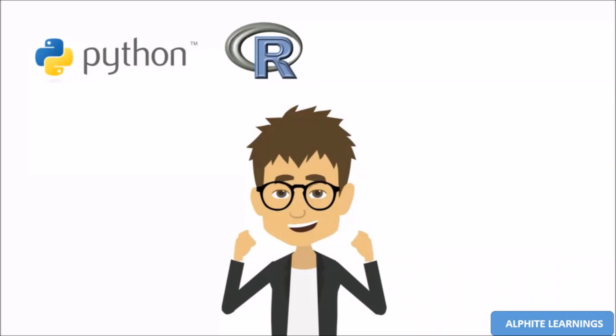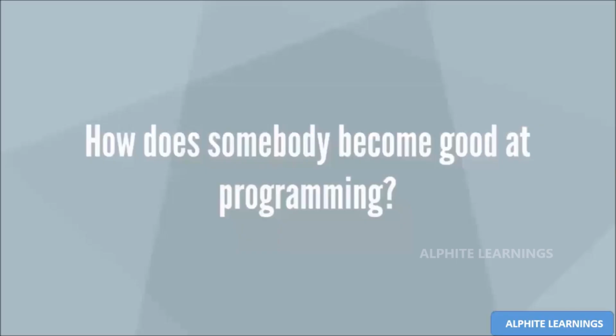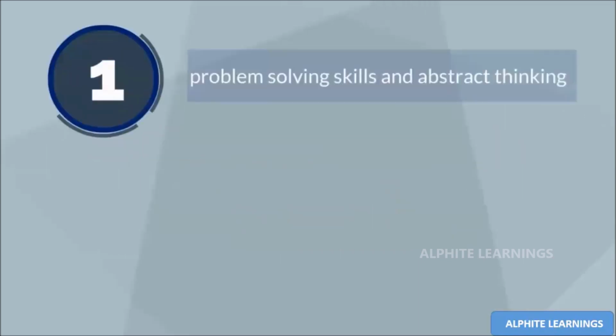Okay, this is all fine. The next question is, how does somebody become good at programming? If I want to be a good chef, I should be experienced in doing multiple dishes in my kitchen, right? So what are the best skills to be a good programmer? The first thing is all about problem-solving skill. You should have a mental ability, so that if a problem is given to you, you have the problem-solving skill.